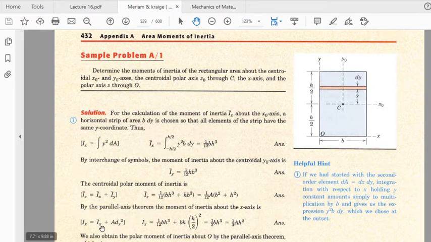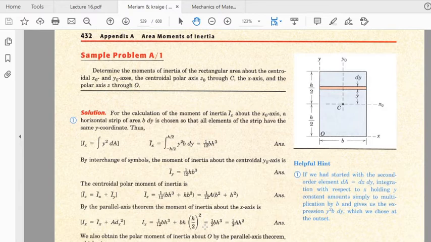Ix bar is this, so Ix is here, this is Ix bar about the x-axis passing through the centroid, plus the area b into h, and h by 2 is the perpendicular distance between the two axes, x and x naught, and the square of this: I bar plus a into d square.